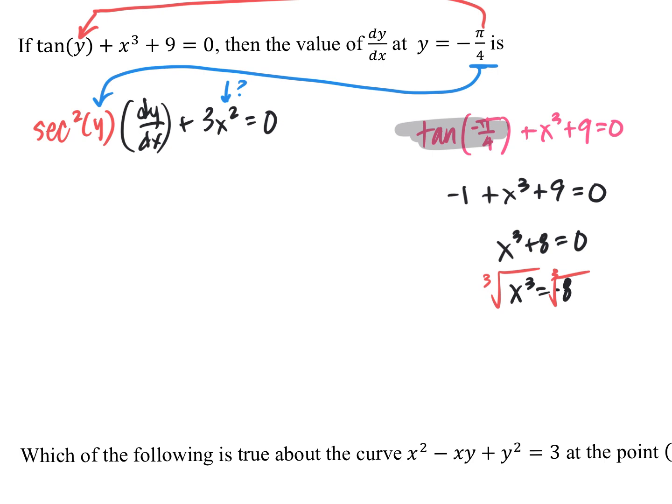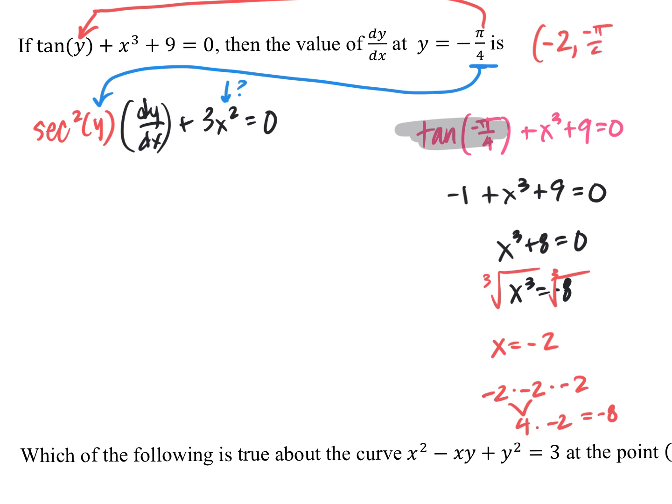Why is it -2? Because there's 3 of them. -2 times -2 is 4, times -2 would get me -8. So whenever it's an odd exponent, I can take the root of a negative. Even exponents, I agree, I cannot. AP is not going to want any imaginary numbers, but this one does work out. So when y is negative pi over 4, my x was -2.